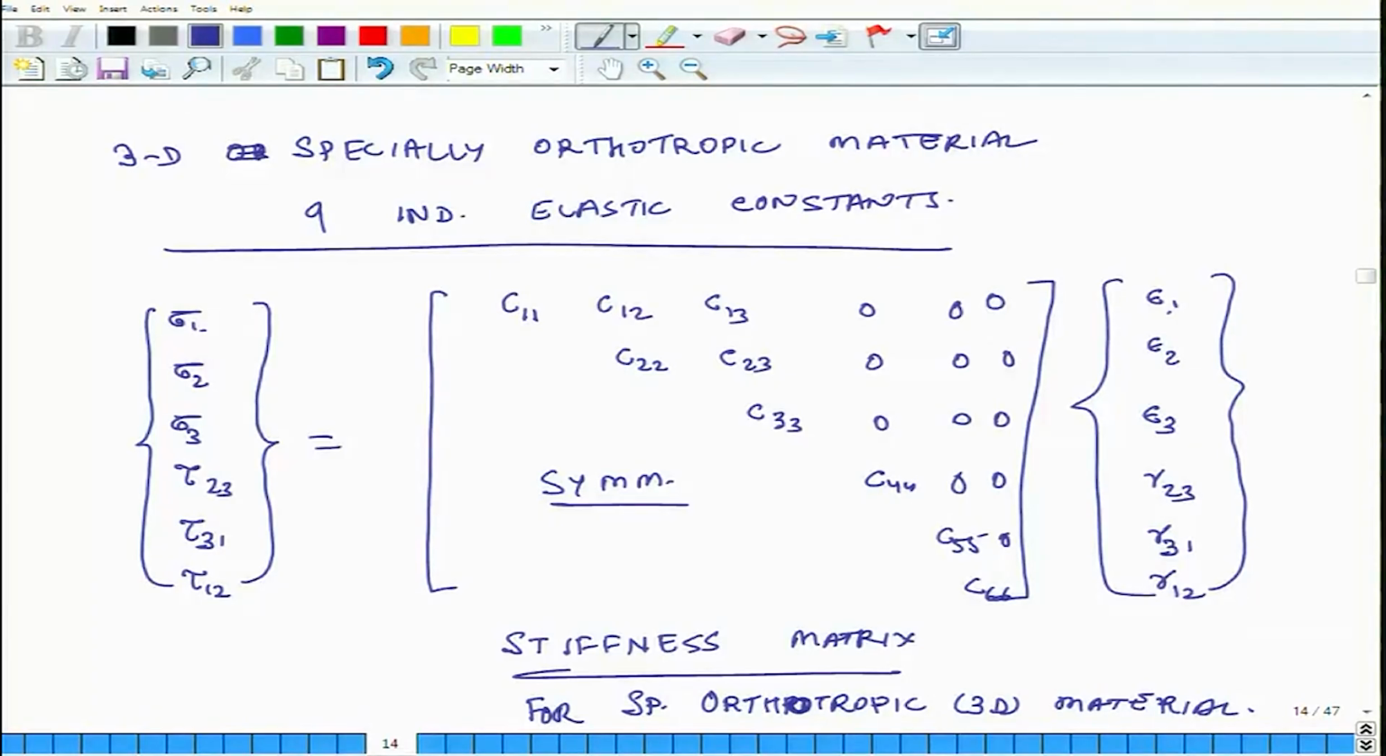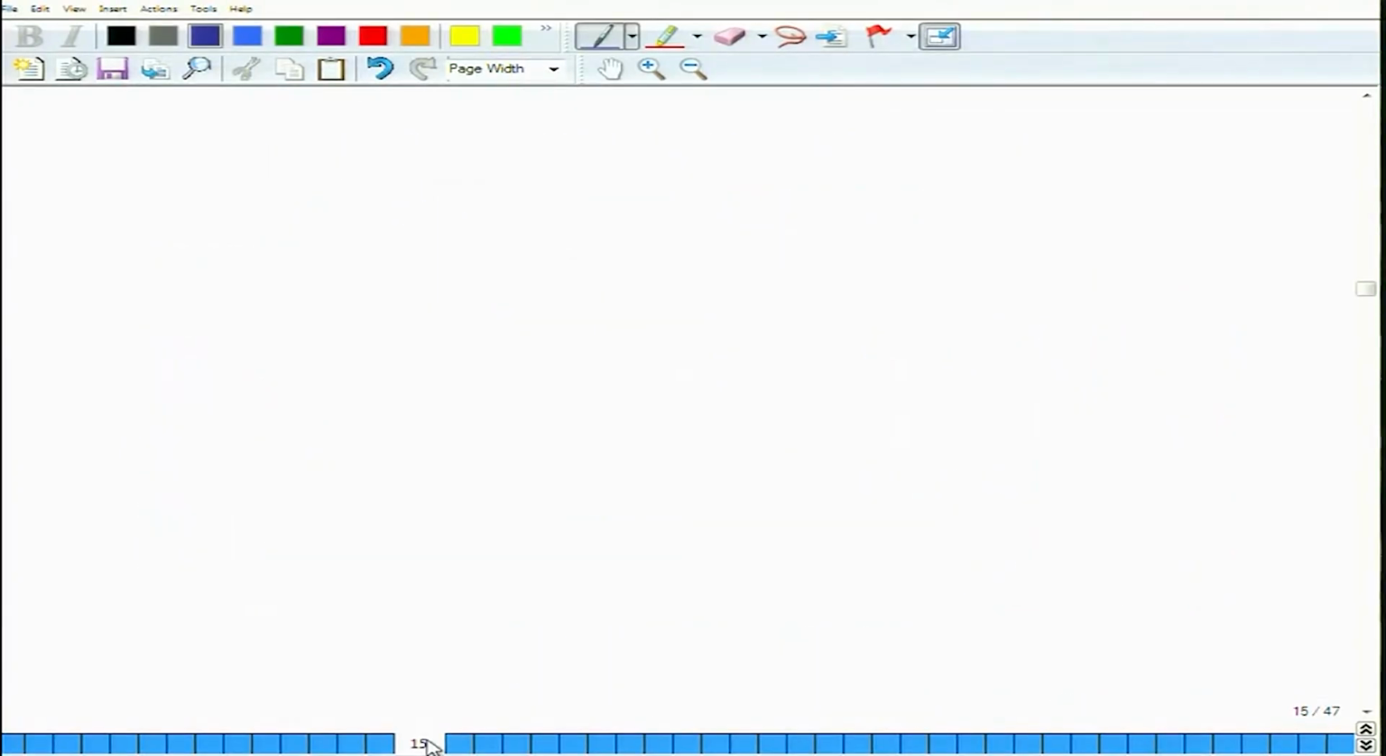So, these are not tensor equations. We have used the concept of tensors, we reduced the number of constants to 9 and now we are expressing it in non-tensor notation. And this is special orthotropy, which means that the material axes are aligned to the direction of loading. This is important to understand. The second case we will talk about is transverse isotropy.